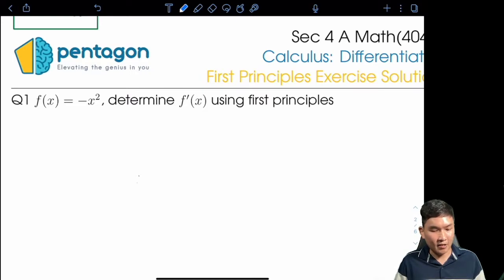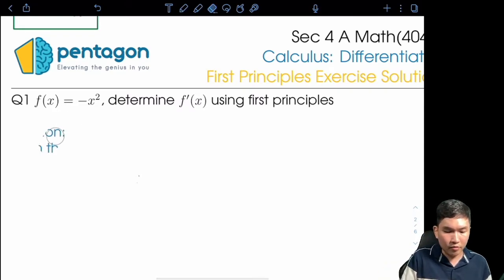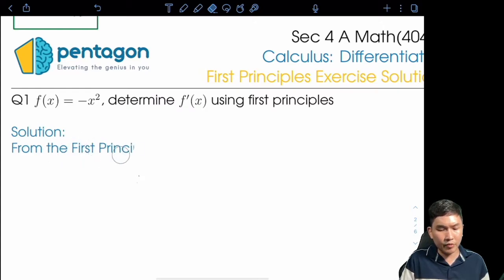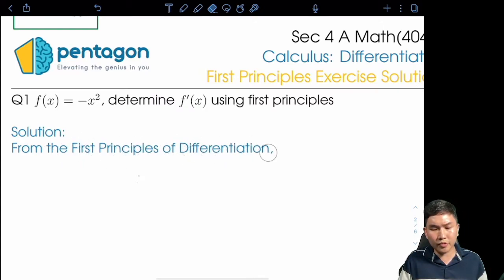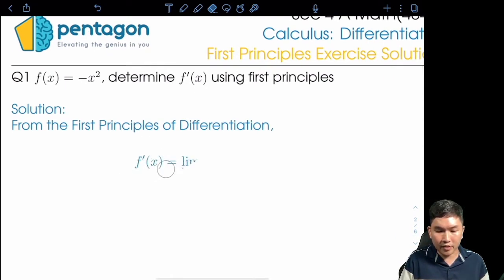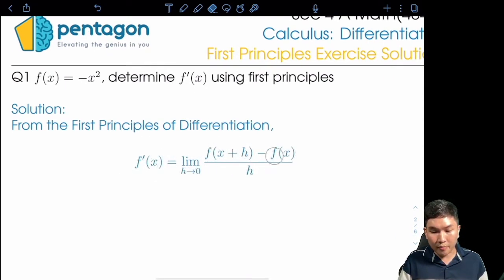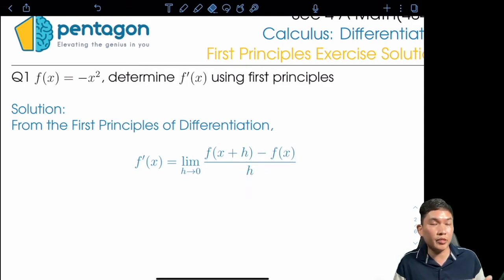It says, given a function negative x squared, determine f prime of x, determine the derivative using first principles of differentiation. So I think it's good for a start to write this down. Tell the examiner what you're doing. Tell them, I'm going to use the first principle of differentiation, and then write down what exactly the first principle is. Because we are new to this topic, we are doing it for the first time, it's good to write down the formula a few times to get ourselves familiarized.